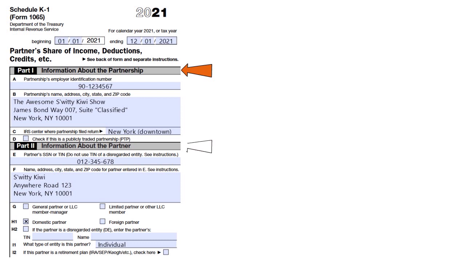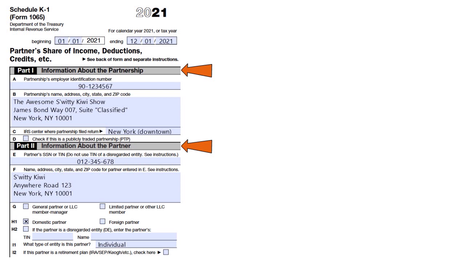Okay. And part two, so information about the partner. So part one was information about the partnership. Now we have information about the individual partner. So you put the partner's social security number or TIN. If the partner is not a U.S. citizen or green card holder, they have to have a TIN, a tax identification number. You put their info there. And F, you put the address where the partner lives.